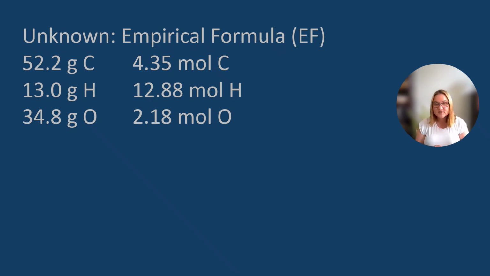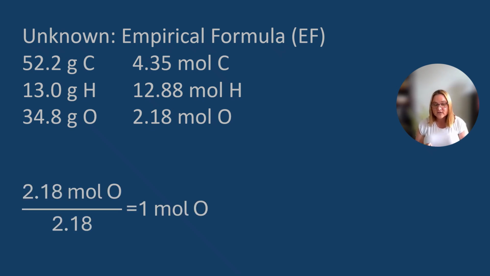Our first step to getting the ratio into whole number form is dividing all of these values we just calculated by the very smallest one. This practice will always give us at least one whole number, and if we're lucky, all of our values will at least round to whole numbers. In this case, the smallest mole value belongs to oxygen, so any number divided by itself will equal 1. So, one whole number down.